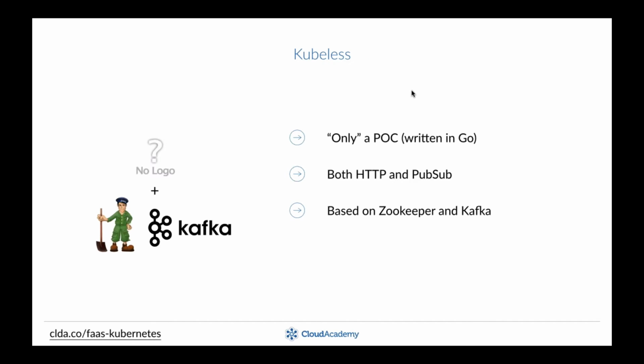Kubeless has no logo, so I think it was meant to be just a proof of concept, as they mention on the public repo. All of these three frameworks are written in Go, and Kubeless supports both HTTP triggers and publisher-subscriber triggers. So you can publish messages on a topic and they will be given to your functions. It is, of course, open source, and it is based on Apache projects such as Zookeeper and Kafka for configuration management and PubSub.